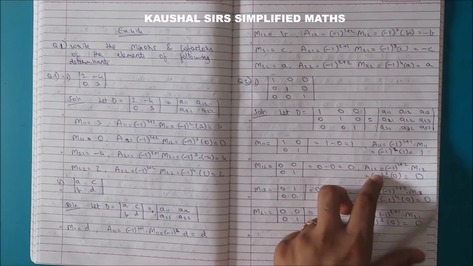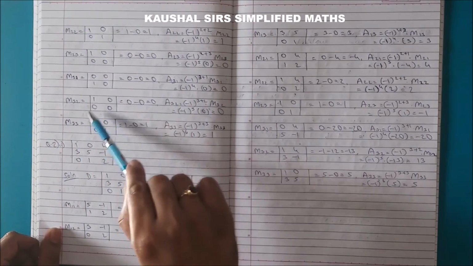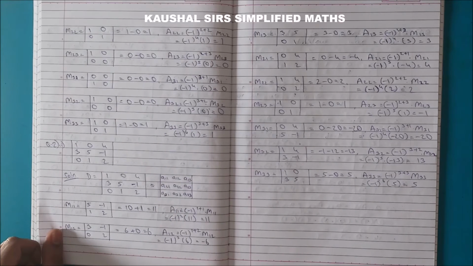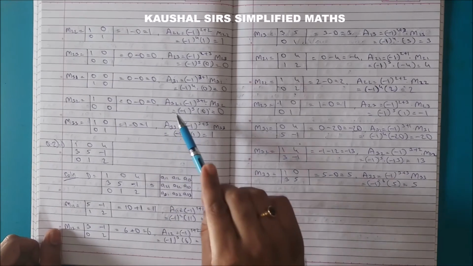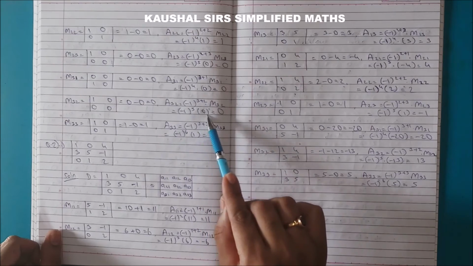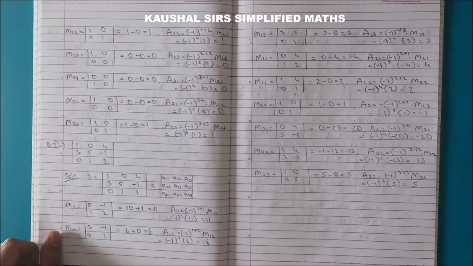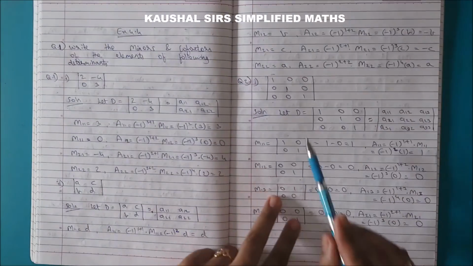Okay, so if you expand, again you are going to get 0. Many answers are coming out as 0. Okay, then you go for A32, -1 raised to 5 into 0, which is 0. Then the last element is A33.